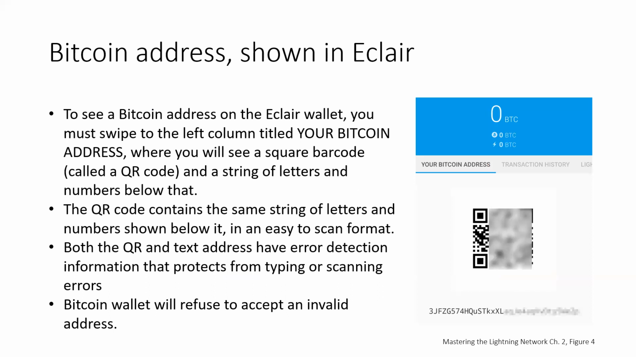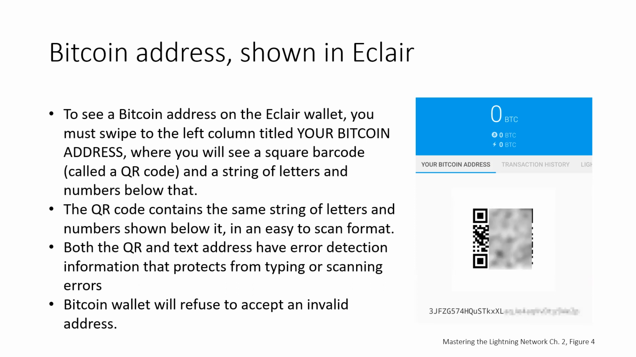Now, typically, if you're going to do this transaction, receive Bitcoins from someone, you have to give them your address. Now, the address is typically this long string of characters and numbers at the bottom of this diagram here. We say 3JFZG574, etc. But that's really long and hard to type in. So rather than trying to type all that in, it's probably a lot easier to use a quick reference code. So we see a QR code up above it. And when you scan in that QR code, you'll get the address and then you can send Bitcoin.